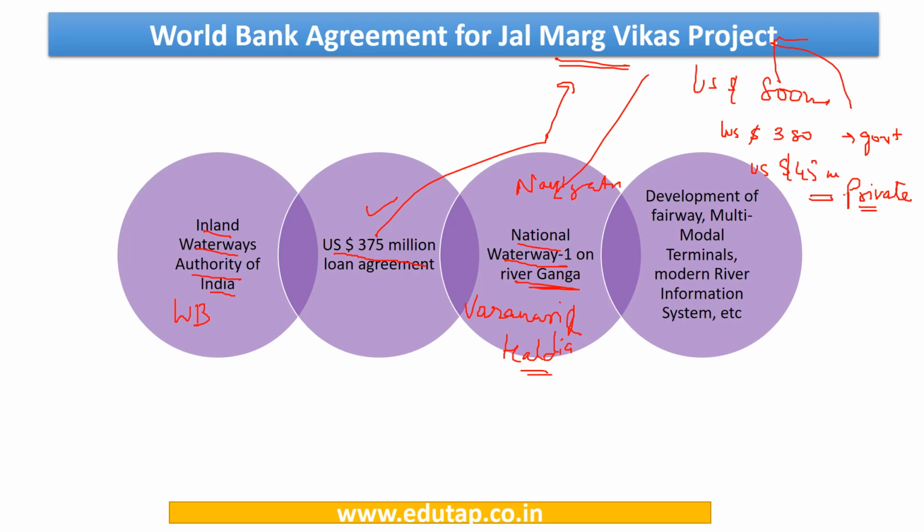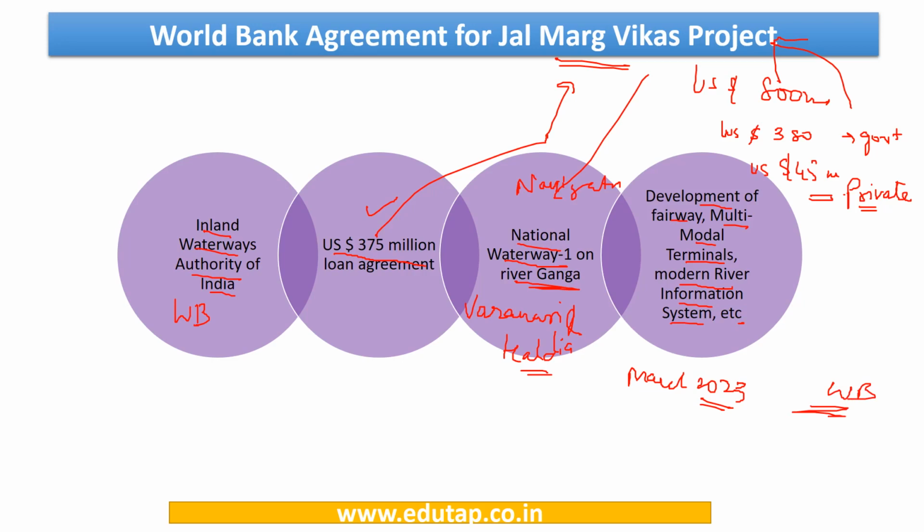This project will undertake activities like development of ferryways, development of multimodal terminals, modern river information systems and other navigation systems, etc. These will be deployed at different cities between Varanasi and Haldia in order to develop the operations of National Waterway 1. The project is estimated to be completed by March 2023, and is being implemented with financial and technical support from the World Bank.